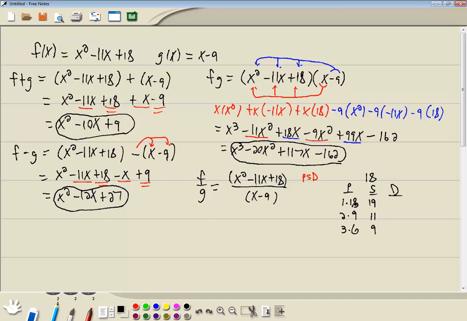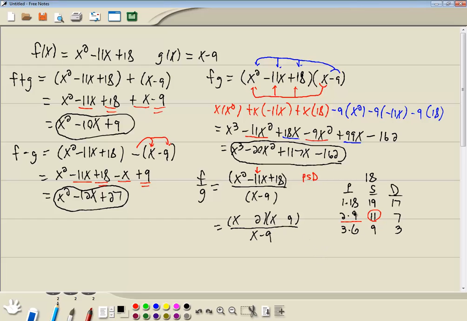Difference column, subtract, smaller from larger. 18 minus 1 is 17, 9 minus 2 is 7, 6 minus 3 is 3. Now the number we're looking for is the number in our middle term, which is 11, which is right here, so we're going to use 2 and 9. So we've got x, 2, and x, 9. The bottom part we can't factor at all, so I'll leave it alone.